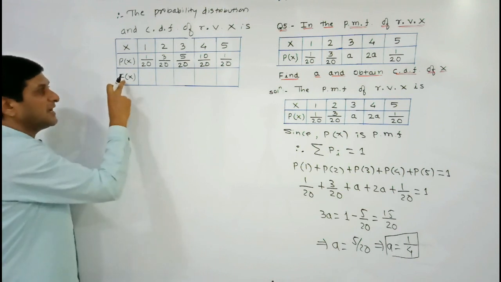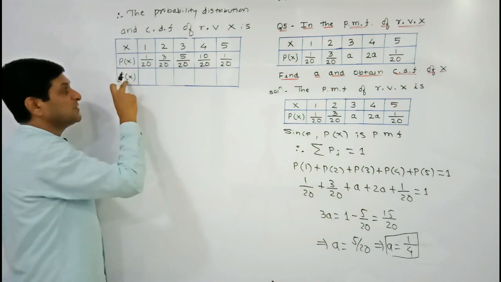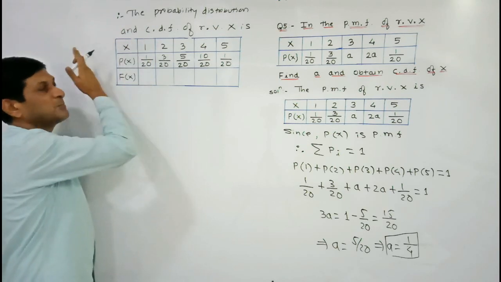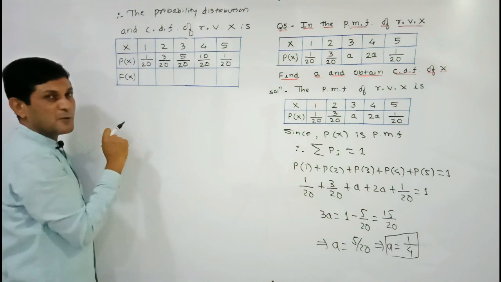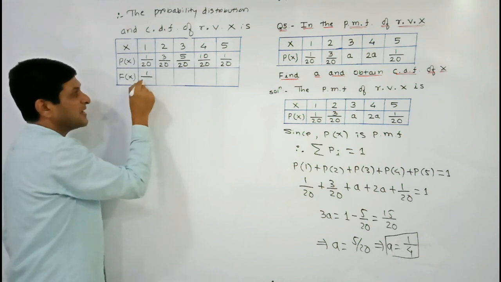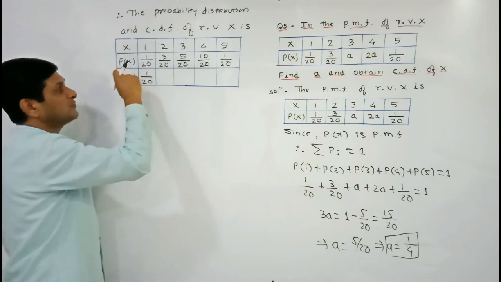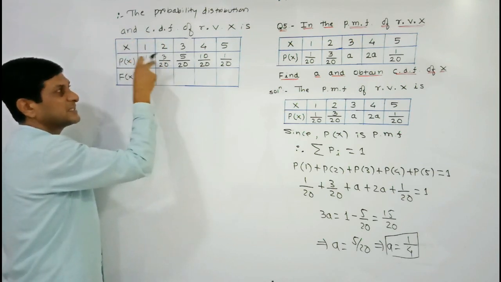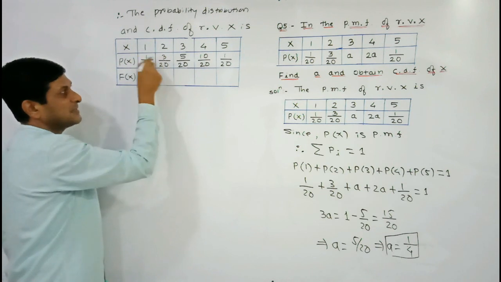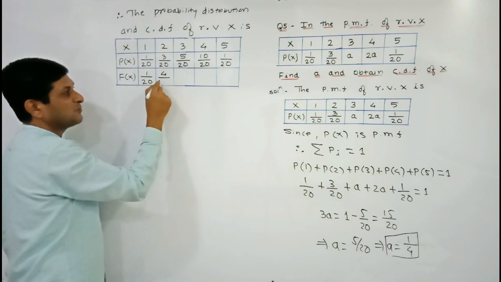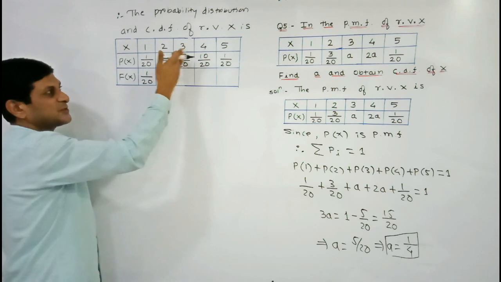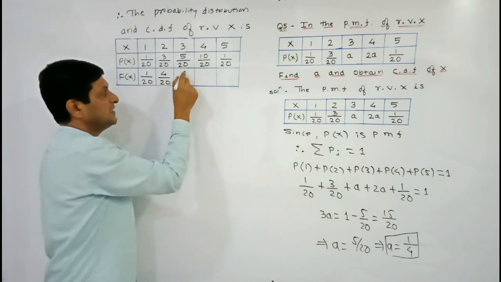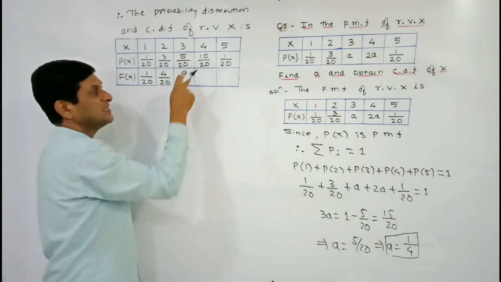Now we are finding F of x. F of x means cumulative distribution function. So F of 1 means addition of all probabilities up to 1, but before this there is no probability at all, which means here we will get 1/20. So F of 2 means addition of all probabilities up to 2, so here there are 2 probabilities. So here denominators are the same, so take the addition of numerators, here we will get 4/20. Now F of 3 means addition of all probabilities up to 3. So 1 + 3 is 4, 4 + 5 is 9. So here we will get 9/20.